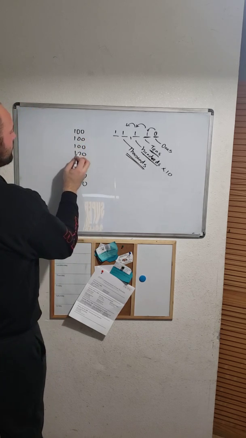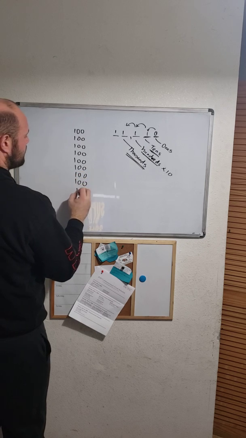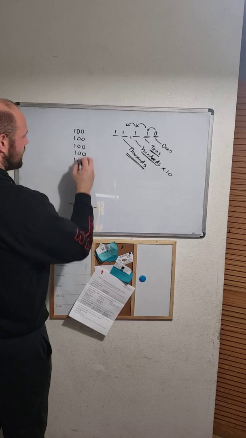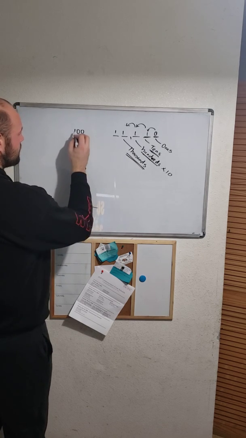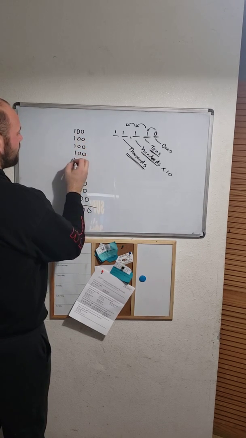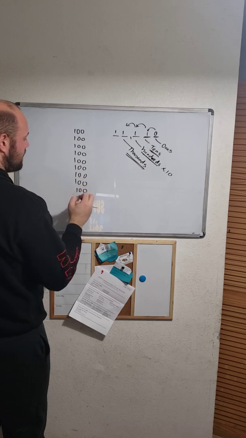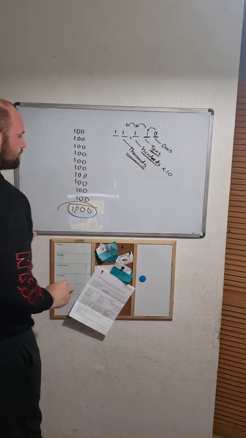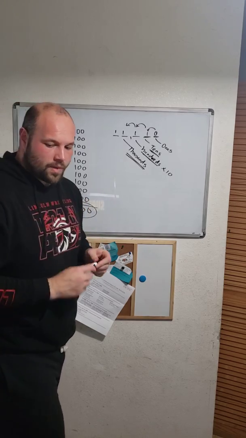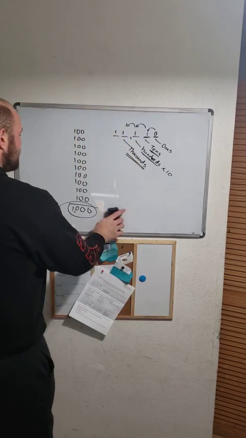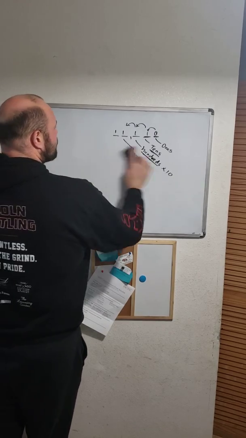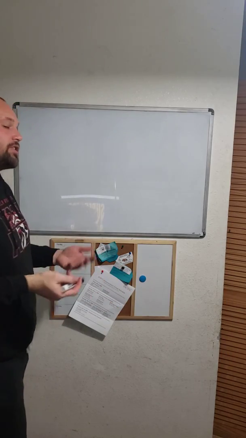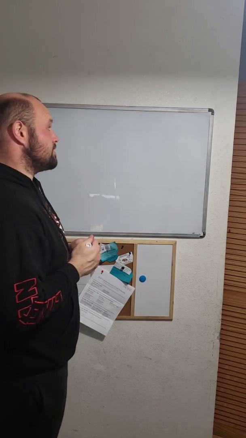1, 2, 3, 4, 5, 6, 7, 8, 9, 10. Okay, all those zeros add up to 0. 1, 2, 3, 4, 5, 6, 7, 8, 9, 10. 1,000. Awesome. Okay. So this may seem pretty straightforward, but it's actually pretty important to know, especially if you're working in the metric system.